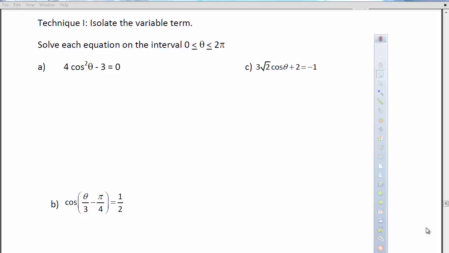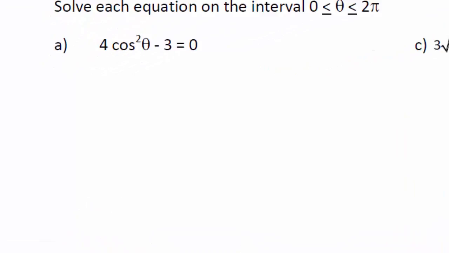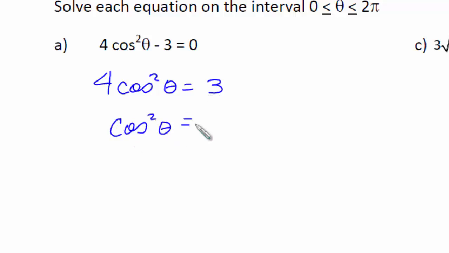So for instance, in A, I've got 4 cosine squared theta minus 3 equals 0. So I'm going to move the 3 to the other side by adding 3 to both sides. And then I can divide both sides by 4. Okay? So we got the function that has our variable on one side. All right, then we take the square root of both sides.